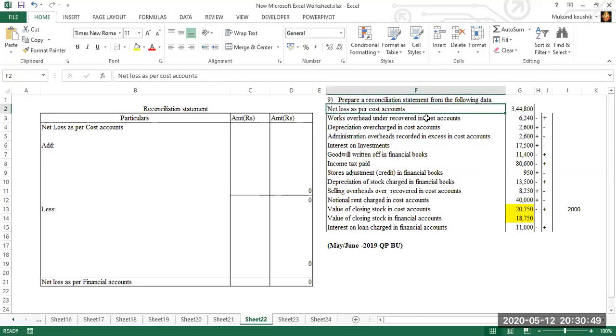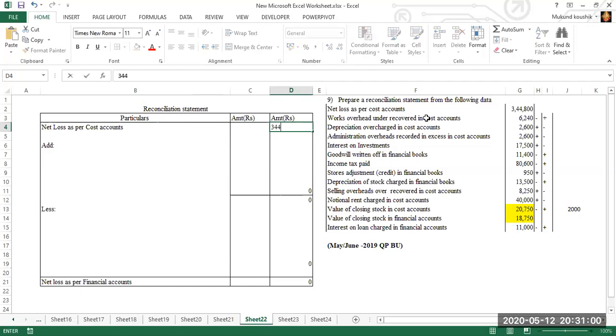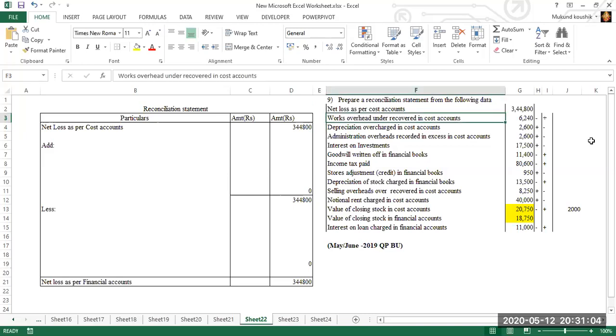So the starting point for preparing the reconciliation statement is net loss as per cost accounts, 3,44,800. So we have to start the reconciliation statement by recording net loss as per cost accounts, which is 3,44,800. Now again let us look at all the items one by one. Works overheads under recovered in cost accounts. Under recovered means under absorption. So whenever they give under recovery or under absorption, we have to deduct.